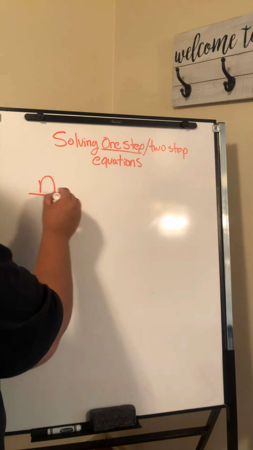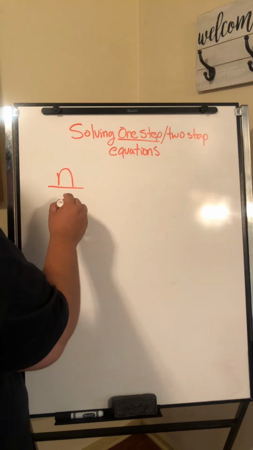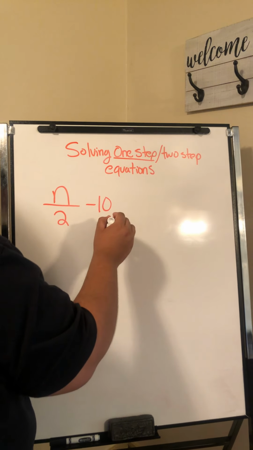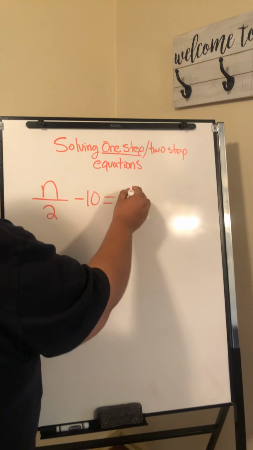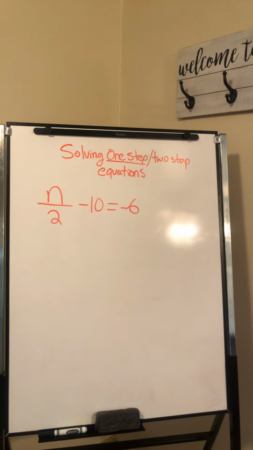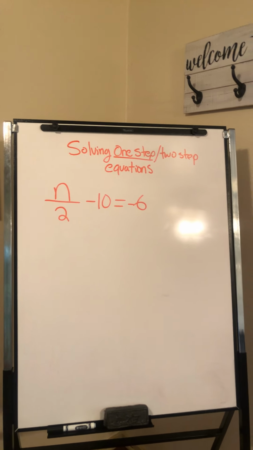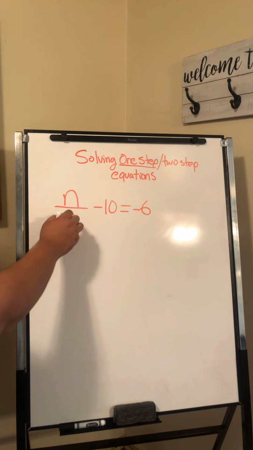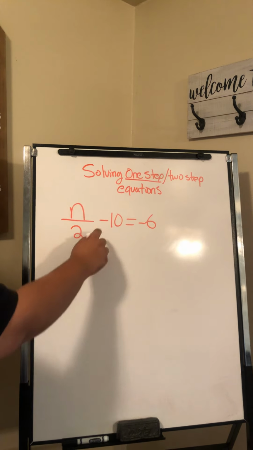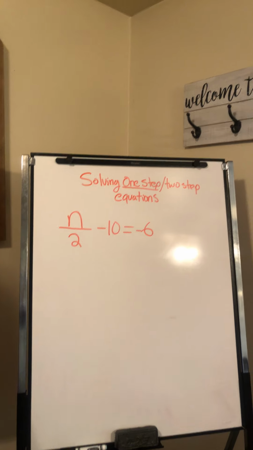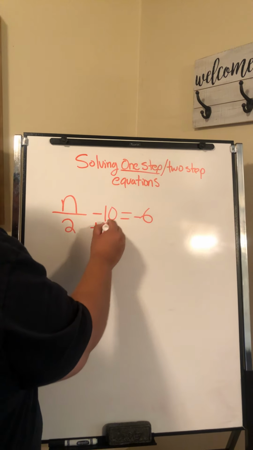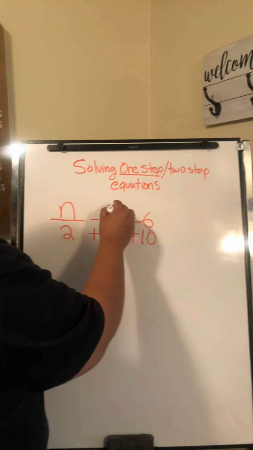N over 2 minus 10 should equal -6. So let's try it out. Which one of these has the variable? N over 2 or -10? Your answer should be N over 2. So we're going to leave that last. How do I get rid of a -10? It should be add 10. So you're going to add 10 to both sides.